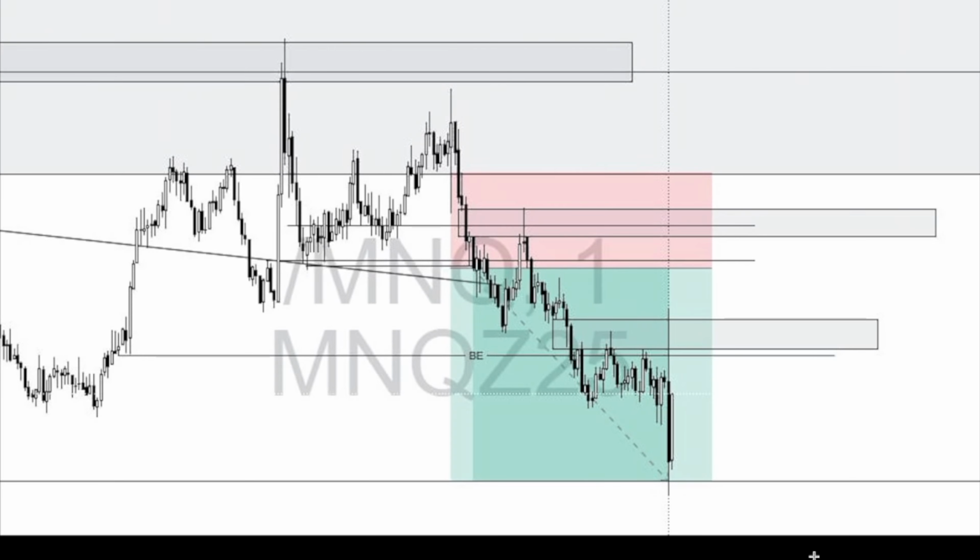Right, so this was our first trade. It was an NQ or MNQ short going into New York, which was, I believe, as market opened, which is what allowed us to hit full TP.